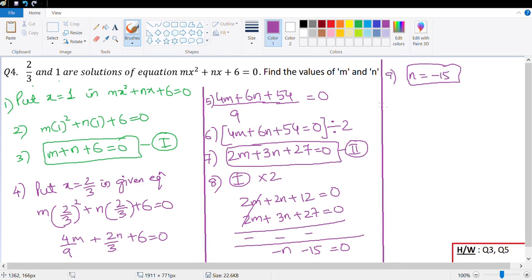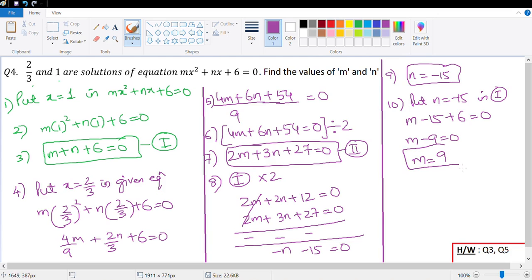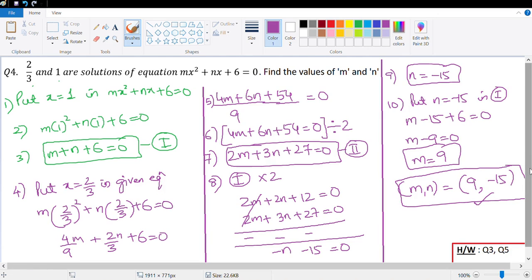Let's put n is equal to negative 15 in equation 1, and what we get is m minus 15 plus 6 is equal to 0, which is m minus 9 is equal to 0, m is equal to 9. They want the value of m and n. Let's write the answer in the solution set form, 9, negative 15. That's the final answer. That was a short exercise that finishes this video and the exercise for me.